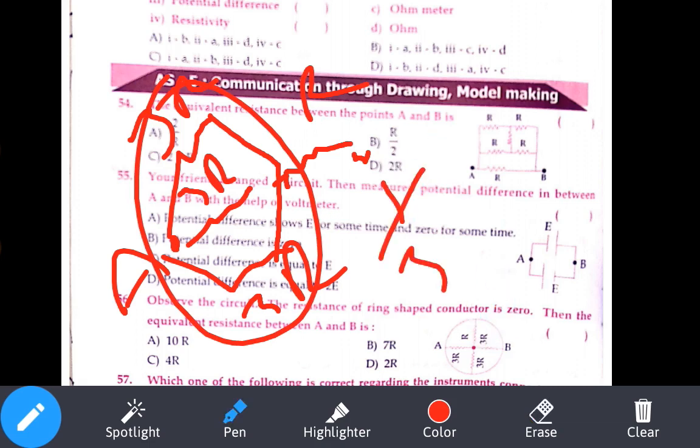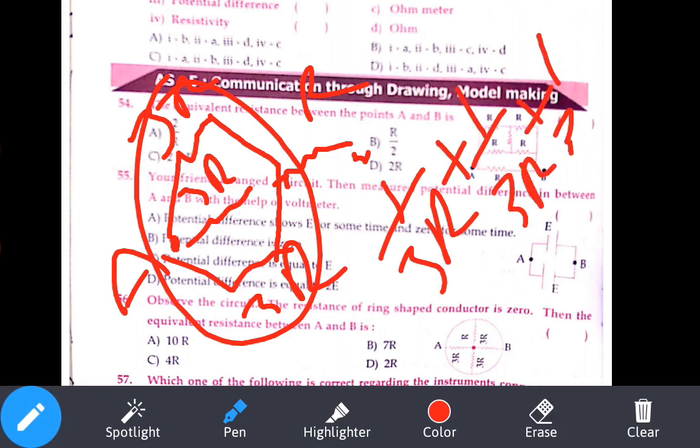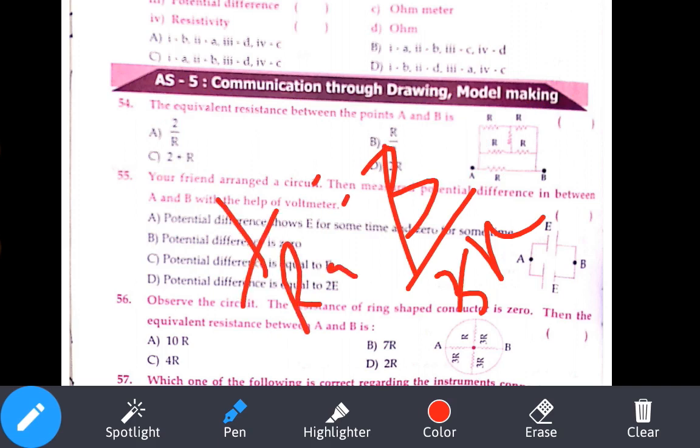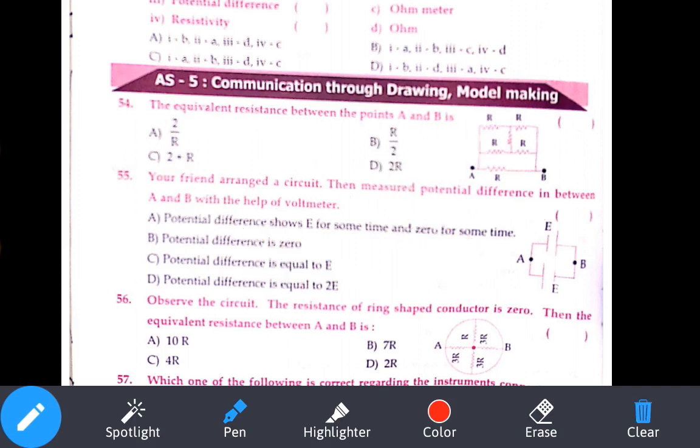1 by 3R plus 1 by 3R plus 1 by 3R is how much? 3 by 3R. So what you got? 1 by R equivalent value, you have got 1 by R. 3 and 3 get cancelled, right? So R equivalent value, we have got R.